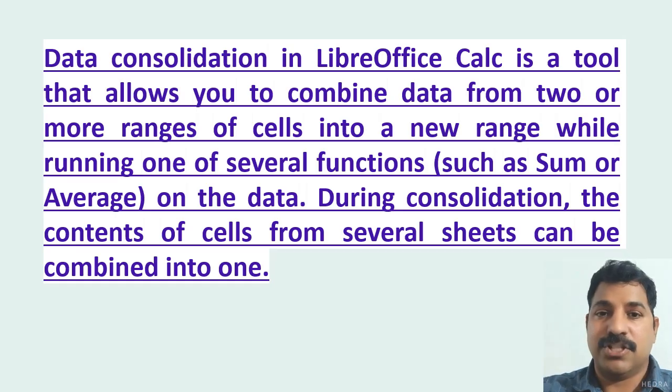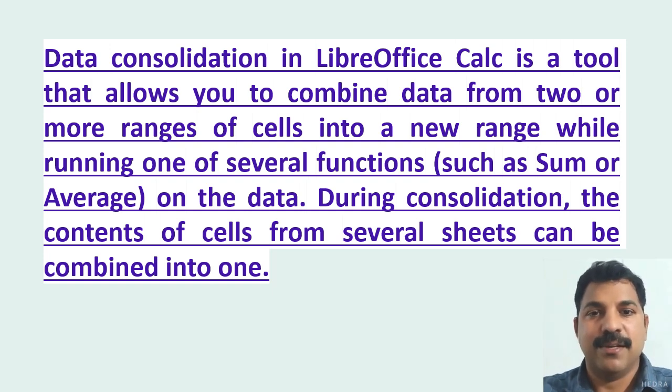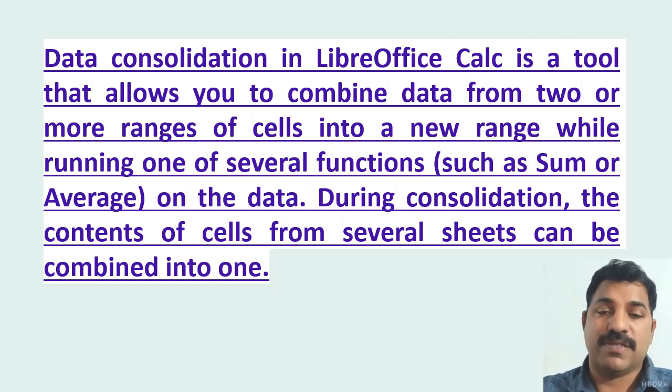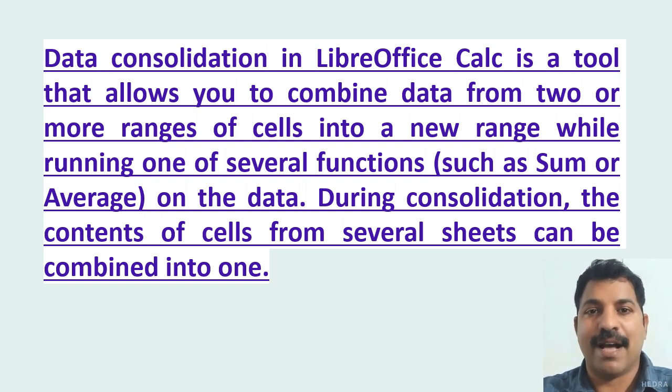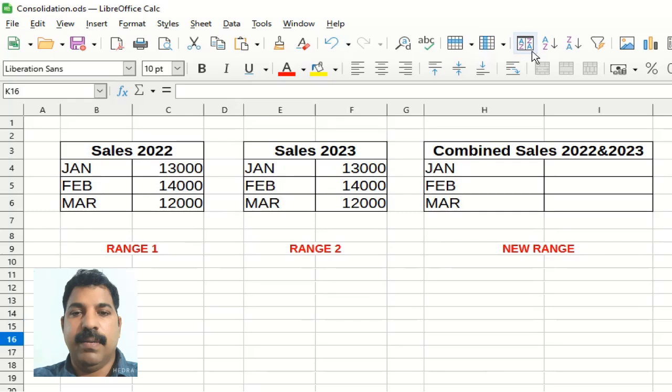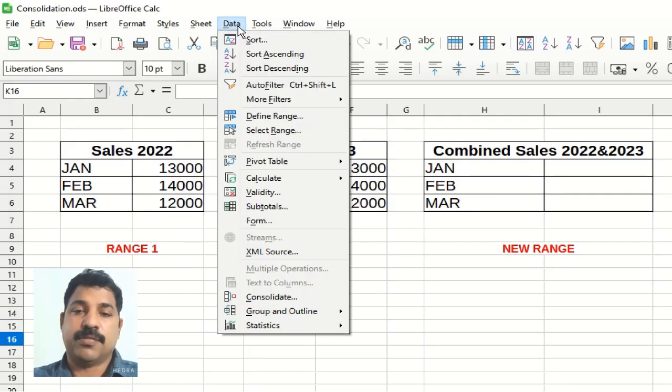Data consolidation in LibreOffice Calc is a tool that allows you to combine data from two or more ranges of cells into a new range while running one of several functions, such as sum or average, on the data. During consolidation, the contents of cells from several sheets can be combined into one. Here we are consolidating the sales of 3 months in 2022 and 2023.